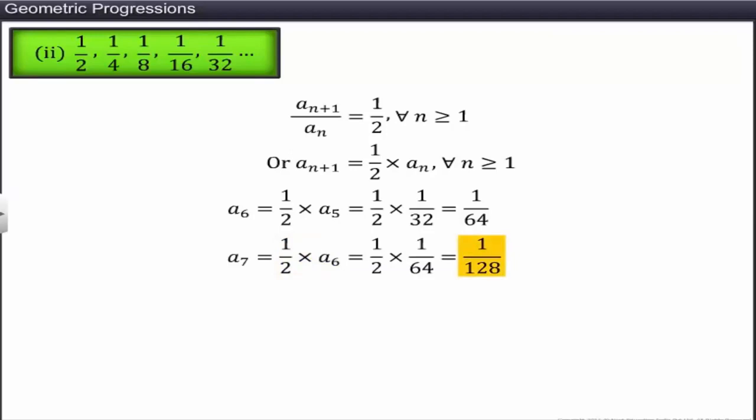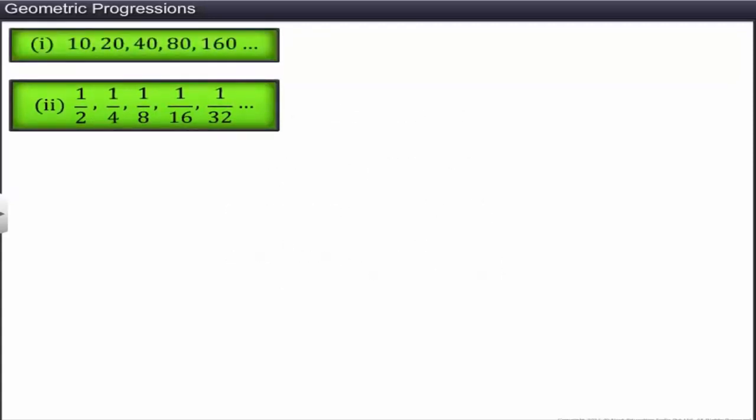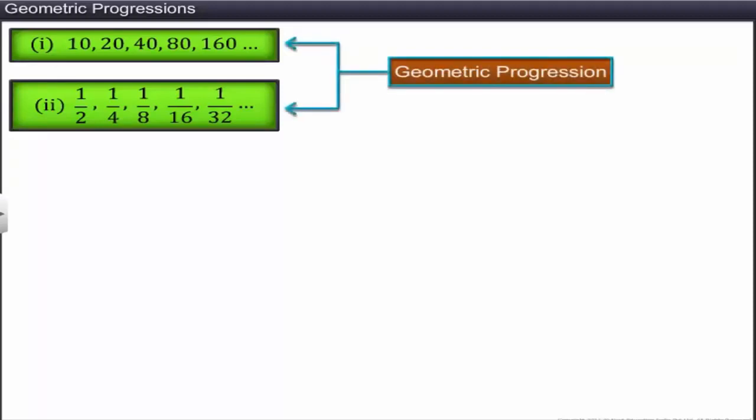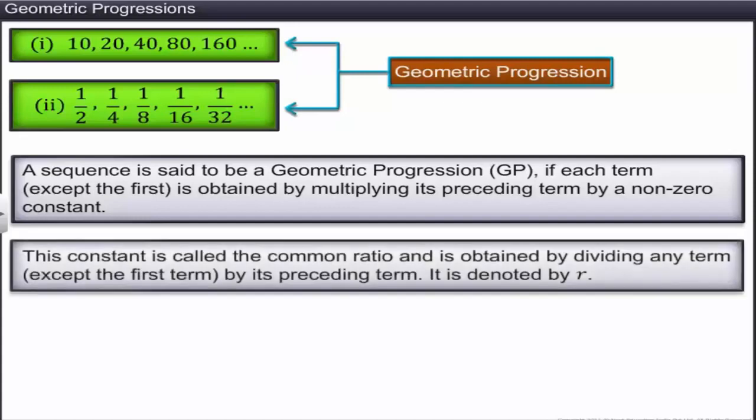Such sequences, where each term except the first one can be obtained by multiplying its preceding term by a non-zero constant, are called geometric progressions. Mathematically, a sequence is said to be a geometric progression if each term except the first one can be obtained by multiplying its preceding term by a non-zero constant. This constant is called the common ratio and is obtained by dividing any term except the first term by its preceding term. It is denoted by R.